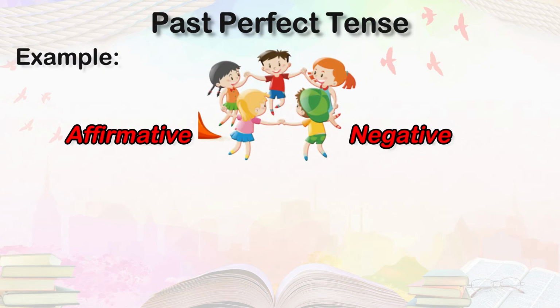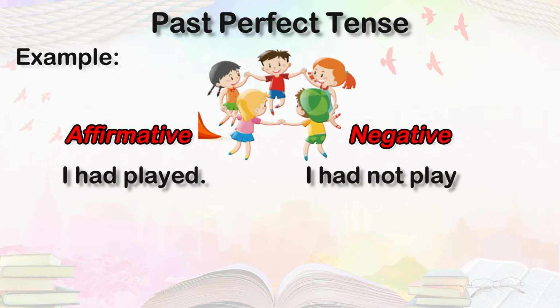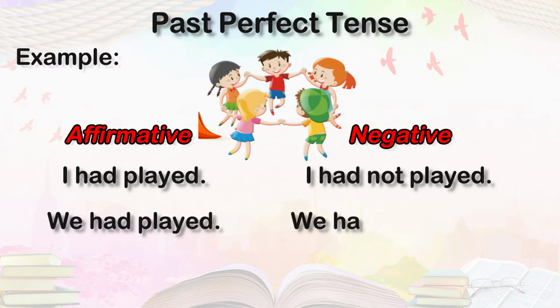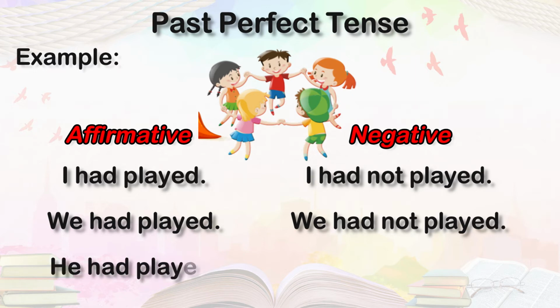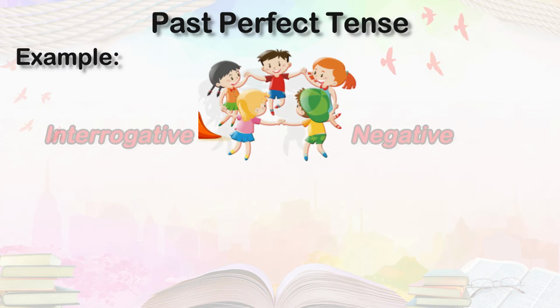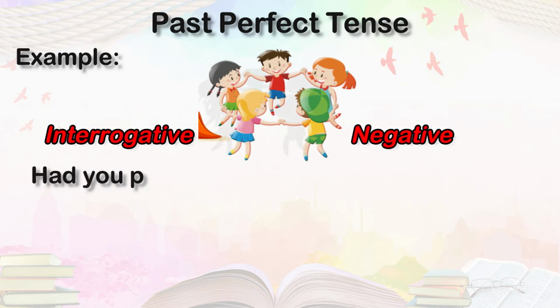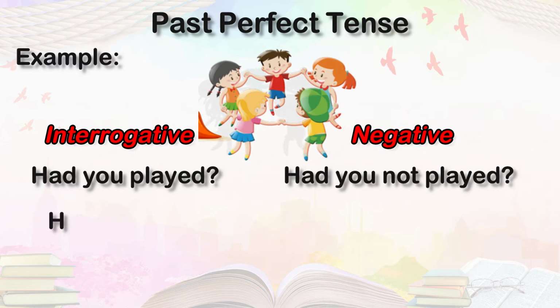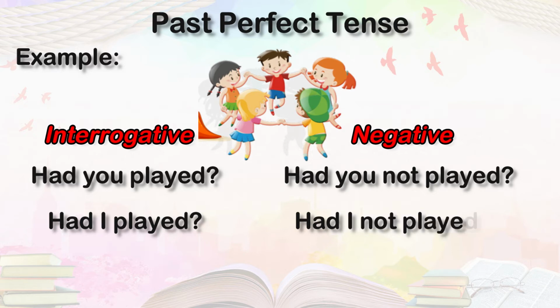For examples, I had played. I had not played. We had played. We had not played. He had played. He had not played. In interrogative form, had you played? Had you not played? Had I played? Had I not played? Had he played?